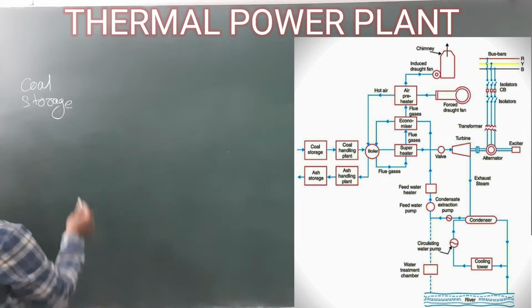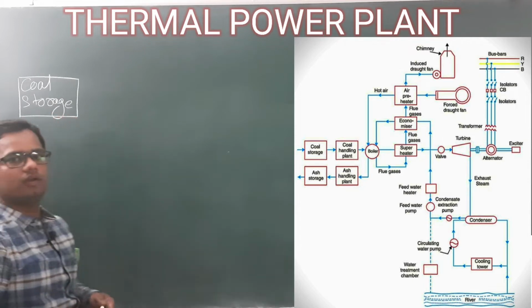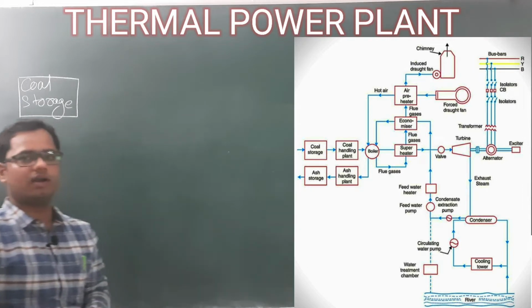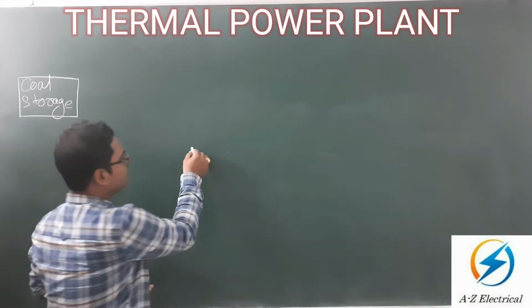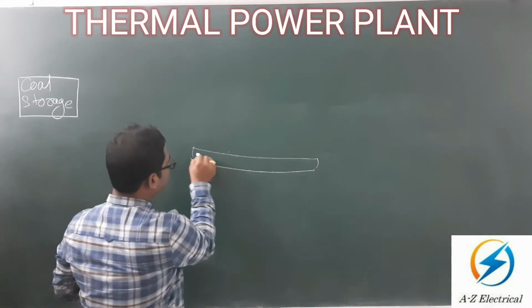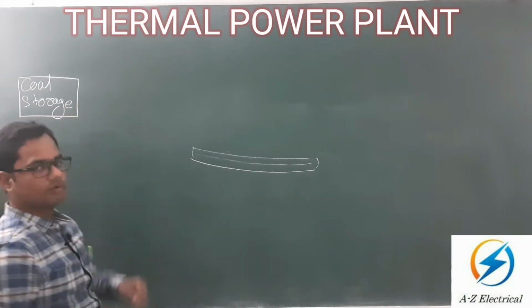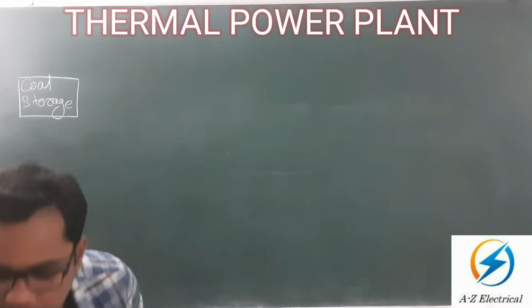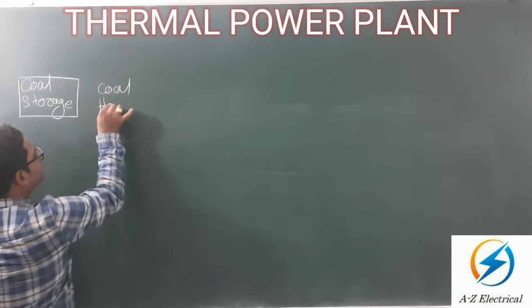In the coal storage we keep the coal for the day-to-day activity of your power plant. Whatever coal is required, it is carried from your coal storage through a conveyor belt. One type of belt structure is there, and in between, your coal is transferred from coal storage to the other parts of the power plant as required. From the coal storage, after that, coal handling is there.